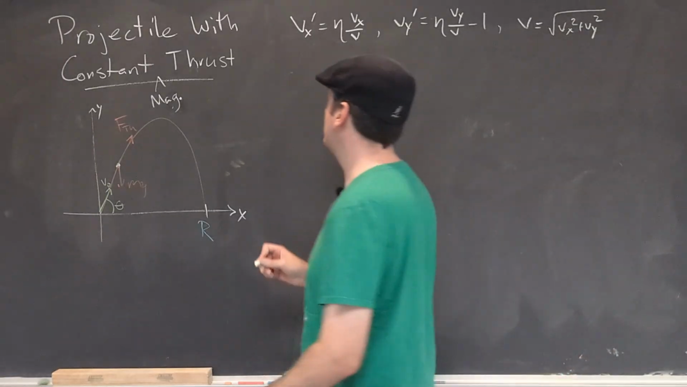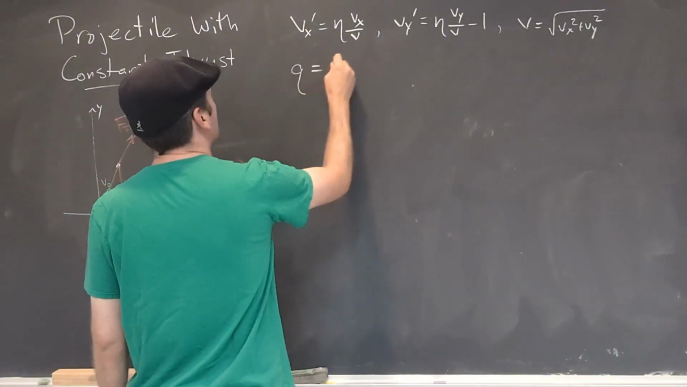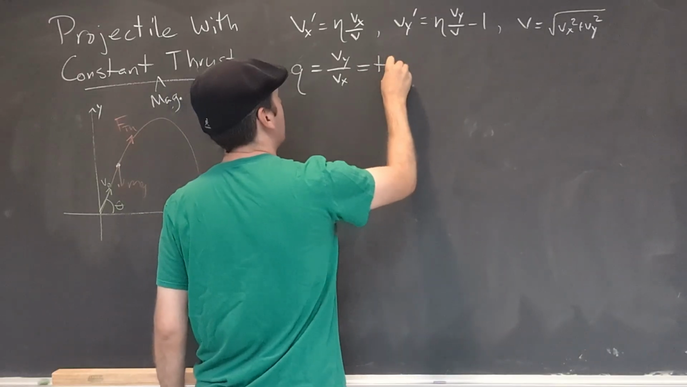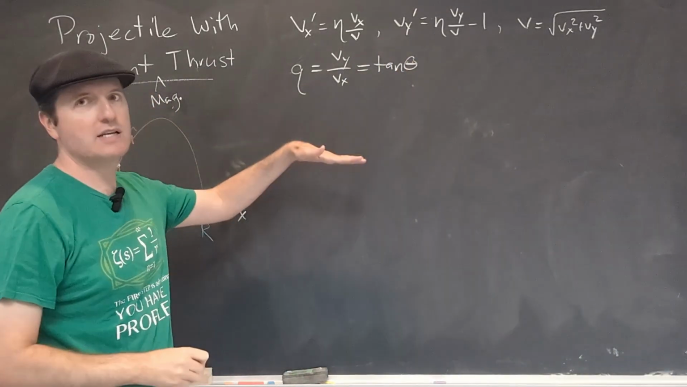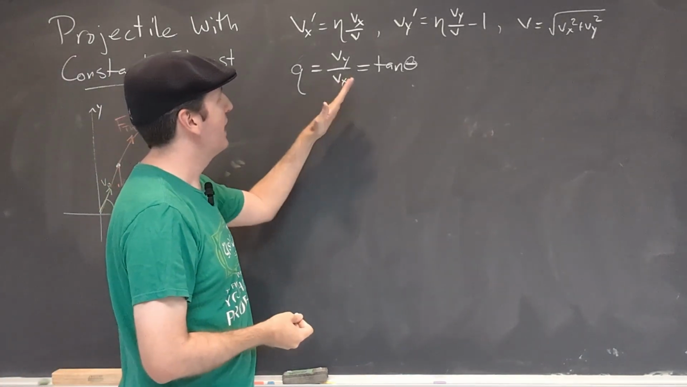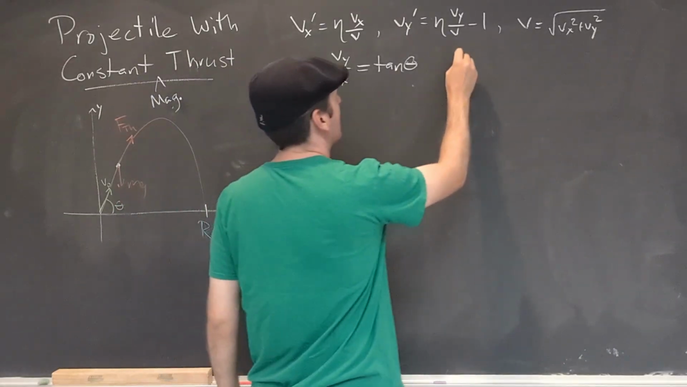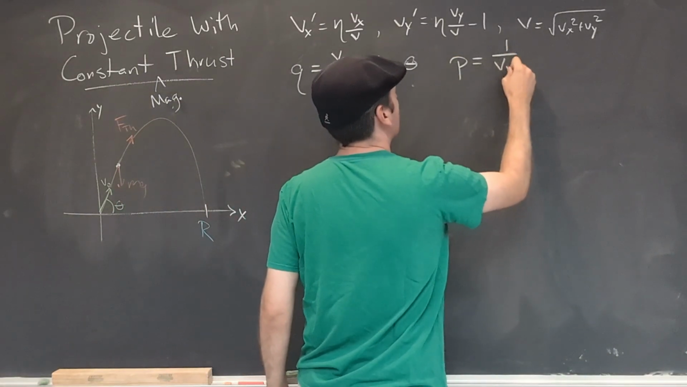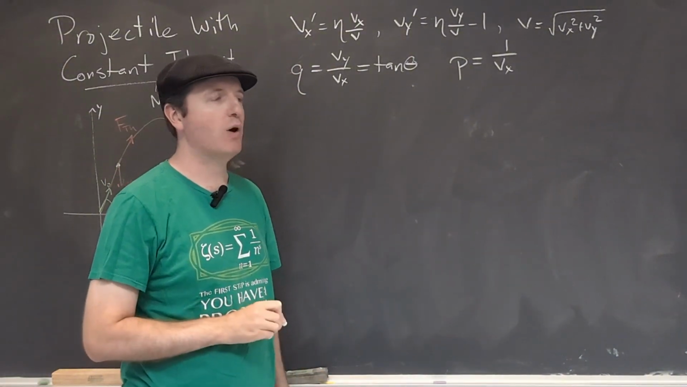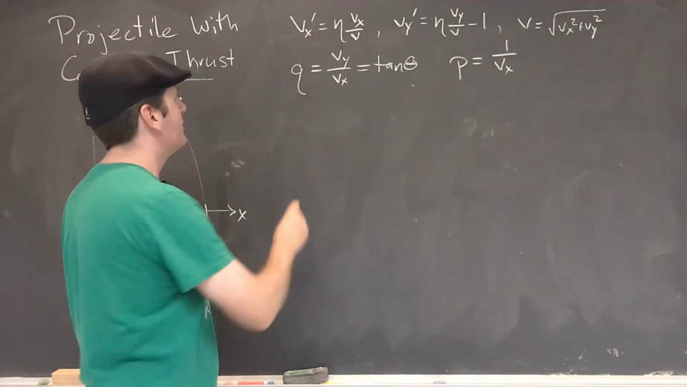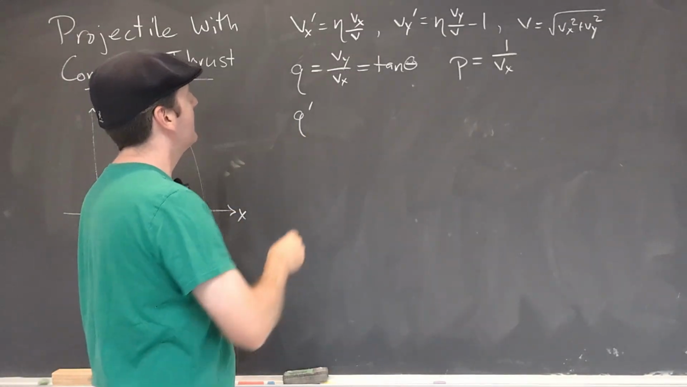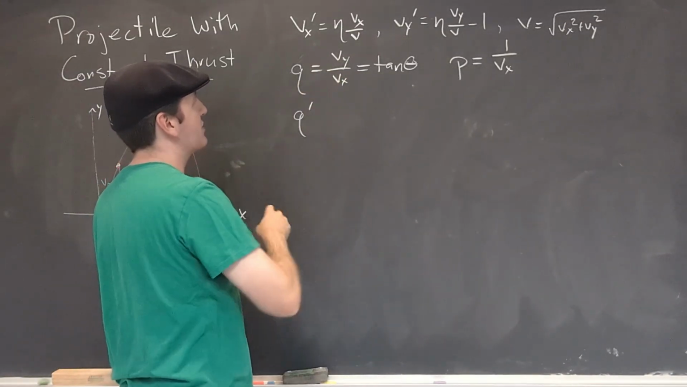So let's define two new variables. I'll call them Q, which is Vy over Vx. And by the way, notice that this is just the tangent of the angle that the velocity vector makes. It's changing with time. It's not just my initial launch angle. But we'll define Q. And then I'll also define P, which is 1 over Vx. Weird that we would define that, but you'll see why. Okay, the first thing I'd like to do is try looking at Q prime, the derivative with respect to U of this quotient.